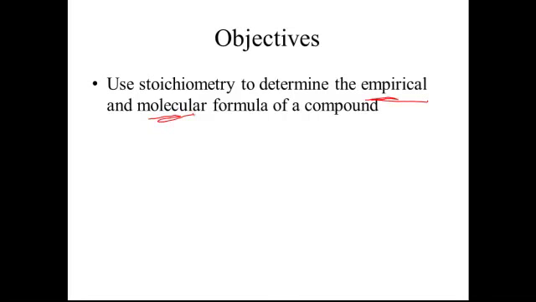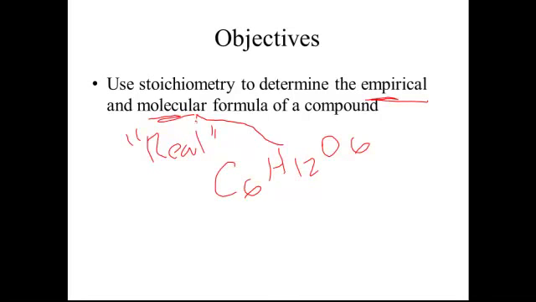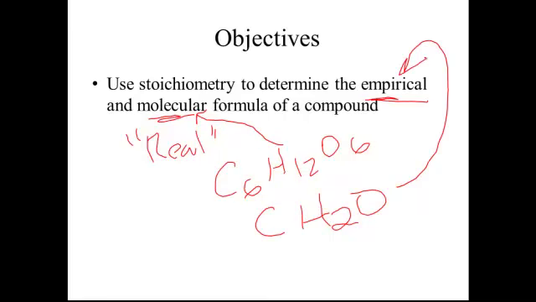Remember that the molecular formula is what we call the real formula. That's like glucose is C6H12O6. That's the molecular formula. The empirical formula, remember, is just the ratio of one to the other. So this is the molecular formula. The empirical formula for glucose is just CH2O.